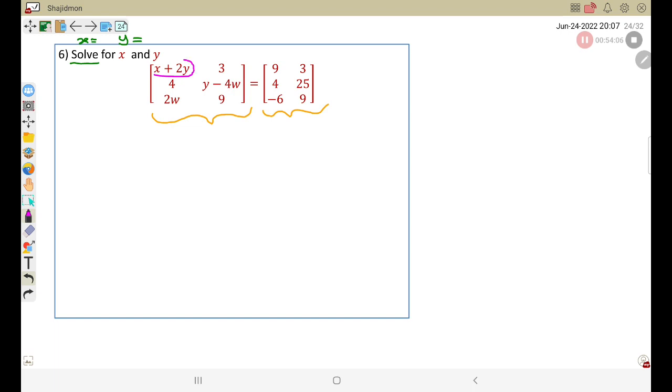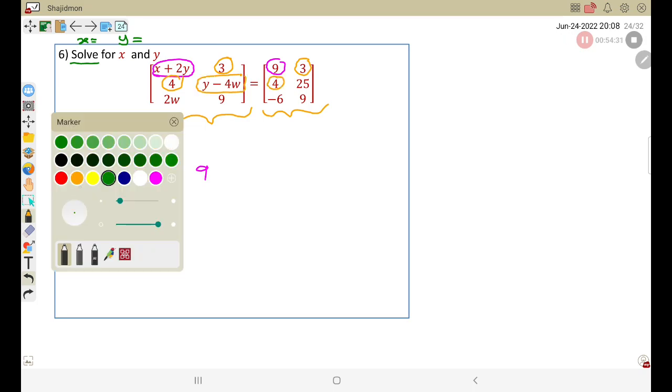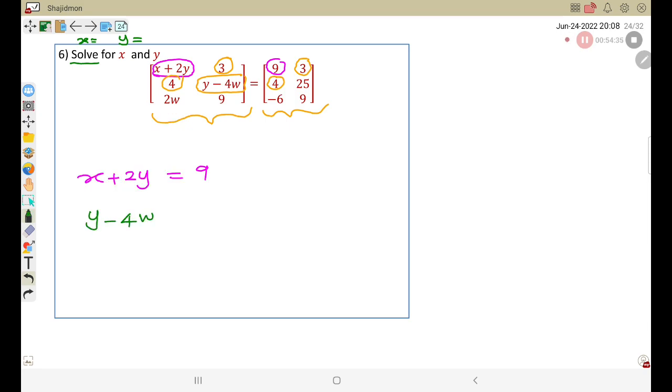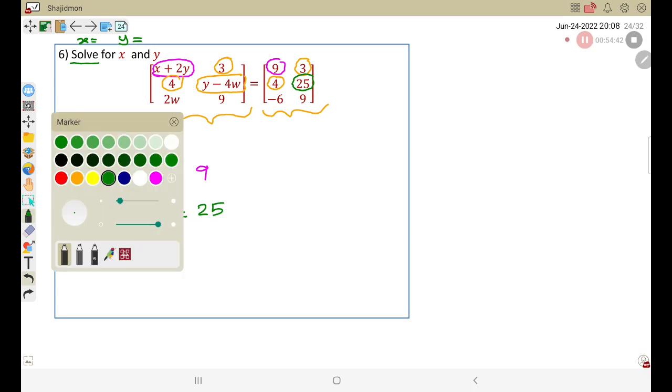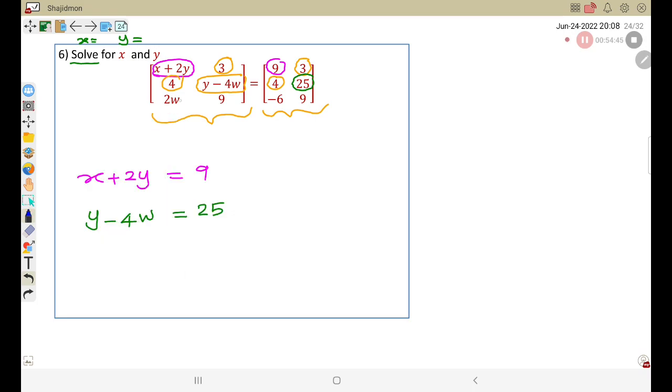What is the meaning? The first number should be the same as the first number here, correct? That means x plus 2y equals 9. Second number should be the same as the second number. What is the second number here? 3. What is the second number here? 3. Same, correct? Now, the third number is 4 here, here also 4. The fourth number is y minus 4w, so we can write y minus 4w equals, what is the fourth number here? 25. Correct? Now, the sixth number. What is the sixth number there? 2w, same as minus 6. So, 2w equals minus 6. Now, the last number is 9, here also 9, same. Correct? This is the meaning of equality of two matrices.